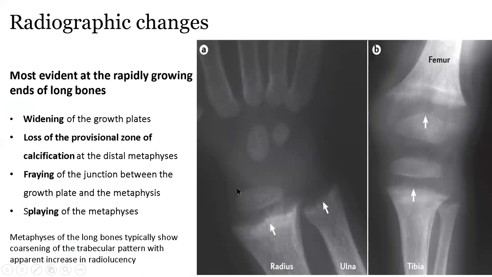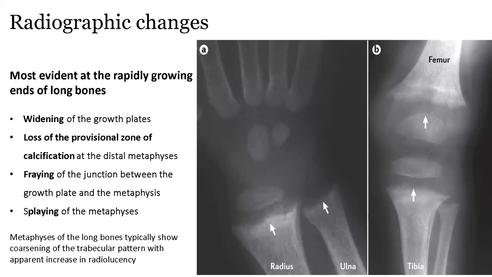Then there's loss of the provisional zone of calcification. We can't see any calcification in the metaphysis, and there is fraying of the junction. We can't make out exactly where the growth plate and where the metaphysis is. And there's widening or splaying of the metaphysis per se. All these changes are recorded in rapidly growing bones, which is mainly the distal end of the radius and ulna, or the distal femur and the proximal tibia and fibula.